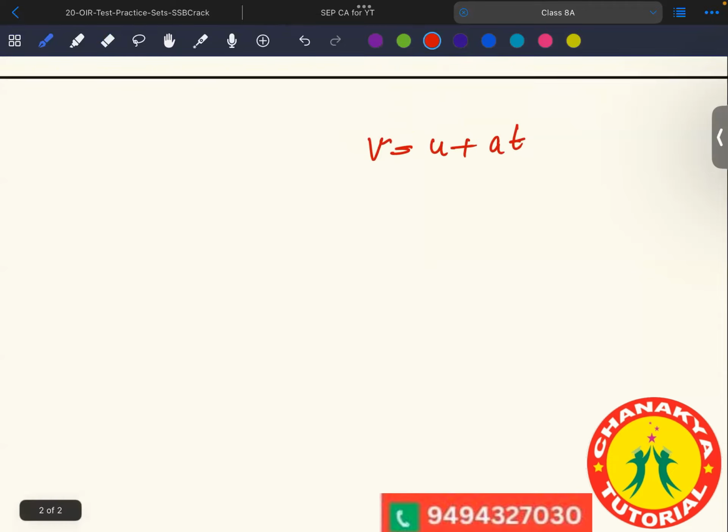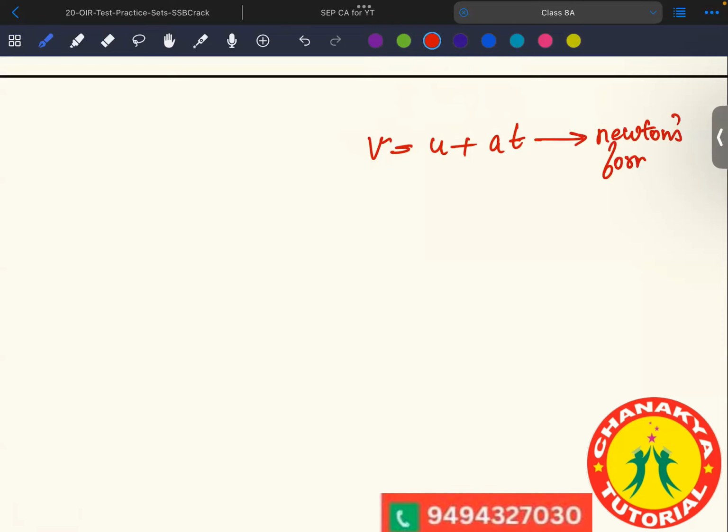Okay, very good. So this is Newton's law formula. Can you tell me how this formula came? What is the reason that Newton has written this as V equal to U plus AT? Why V equal to U plus AT? Why not V equal to U by A plus T? Like this. Can you tell?